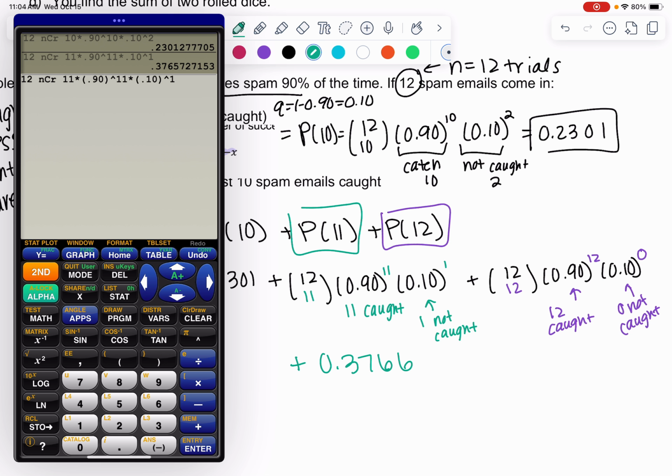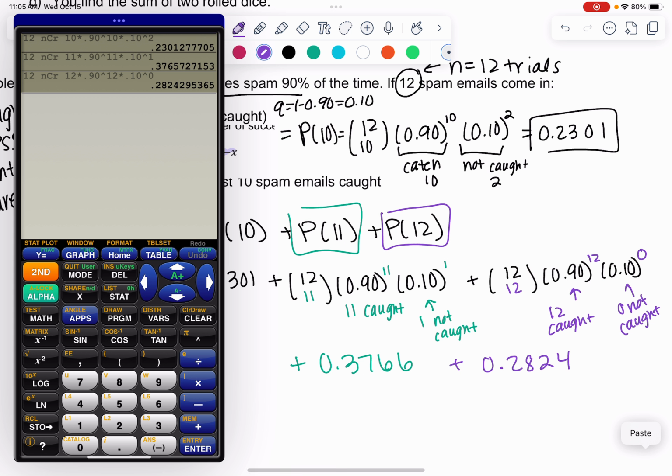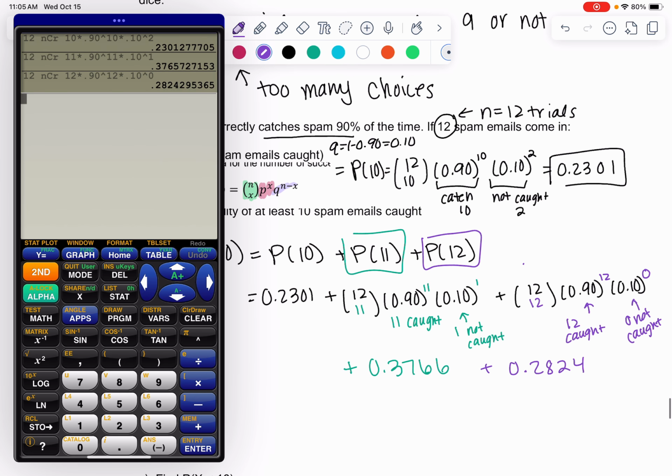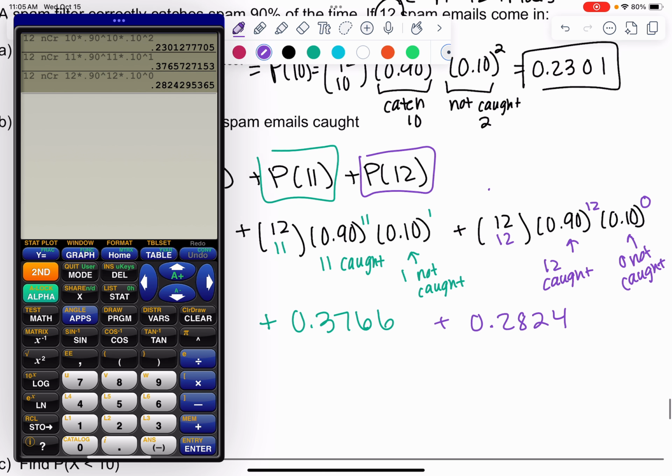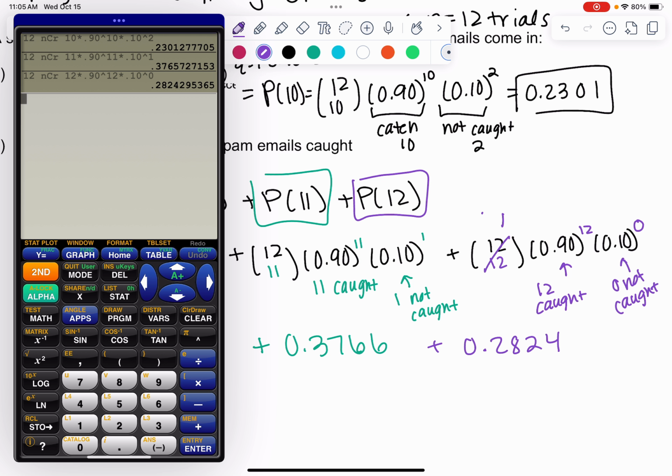So we'll do second enter again, and then I can change it to 0 and 12. So second enter is your best friend in this. And then we get a chance of 0.2824. Another thing is when you're doing 12 choose 12, it's just 1. Anytime you're making a group out of 12 people and you have to use all 12 people, there's only one way to do this. And then if you remember, anything to the 0 power is also 1.